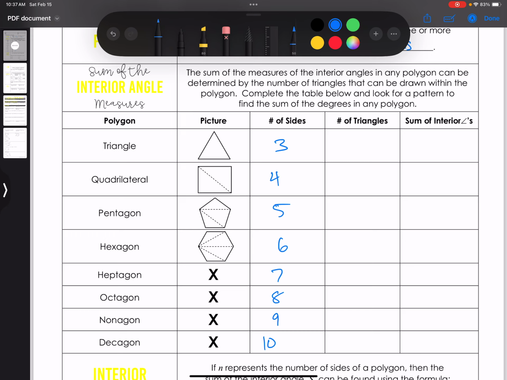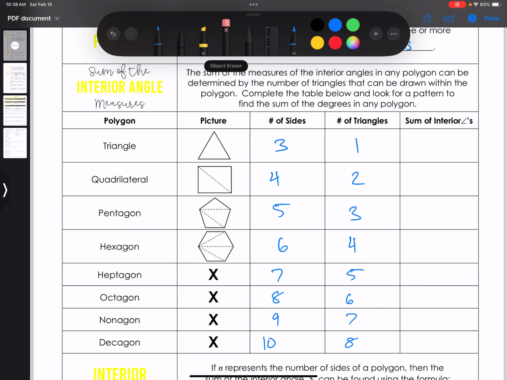So now the next column is, how many triangles can we make with each shape just by drawing lines through them? Well, the triangle, obviously we can only have one triangle. With a quadrilateral, we draw that one diagonal and we get two triangles. With a pentagon, we have three triangles we can make. Hexagon, obviously you might see a pattern going on. We're just increasing the number of triangles by one every single time, okay?